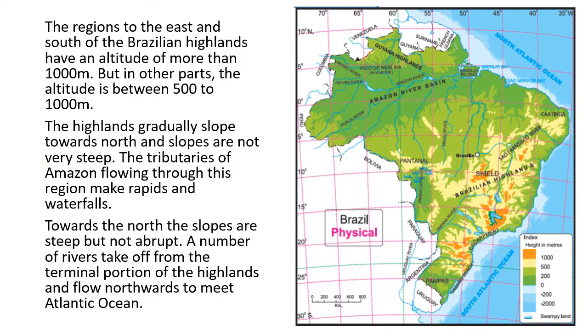Dear children, now let's talk about the Brazilian highlands in detail. We can see here in the index the height of Brazilian highlands is between 500 to 1000 meters. Dear children, in the northern part of these highlands, the slopes are not very steep. So the rivers that originate in this area flow towards the north. They form the basin of river Amazon.